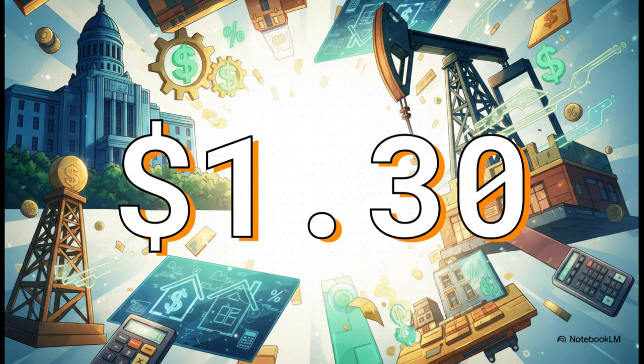To calculate what you actually owe, you multiply your taxable value by the consolidated local tax rate. That often looks something like this figure here, $1.30 per $100 of value. It's absolutely vital to understand this math.